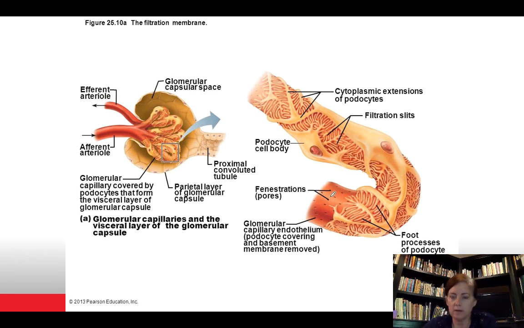If we take a closer look, this is what we see with that visceral layer of Bowman's capsule. So here's our visceral layer, shown here in yellow, and you can see these little structures projecting from those epithelial cells. These are the foot processes of the podocytes of the visceral layer. And then the capillary itself is the structure you can see in red. You see the little holes located in that capillary? Well, that's showing you the pores. Those are specifically the fenestrations of the capillary, and that's what makes it a fenestrated capillary.